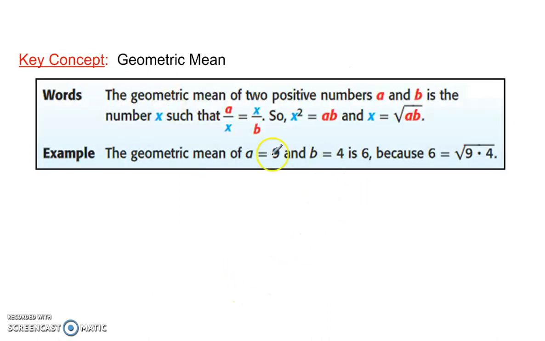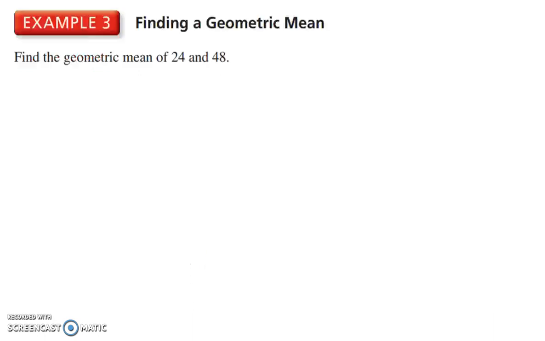So the geometric mean is set up from this proportion, so x squared is ab, or solved, x is the square root of ab. For example, if a is 9 and b is 4, then the geometric mean is 6, because 9 times 4 is 36, and the square root of that is 6.